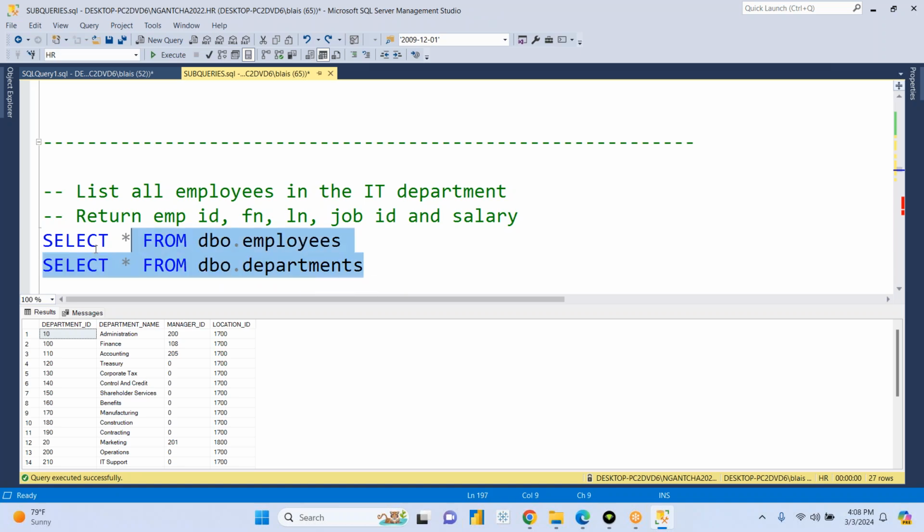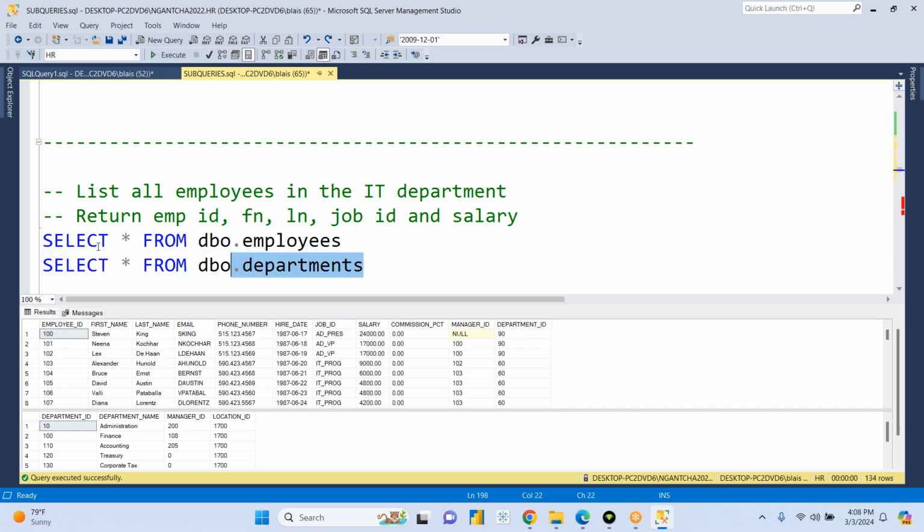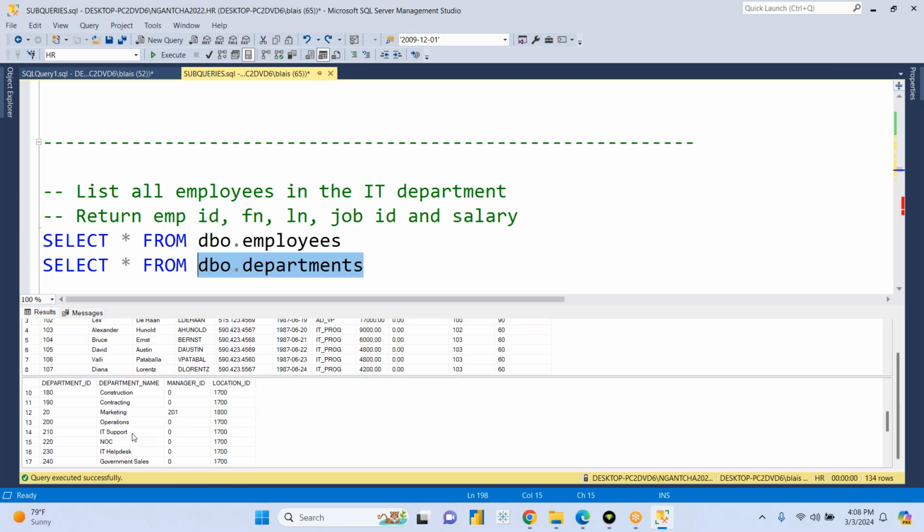Let me begin by showing you what you do without the subquery knowledge. You just simply proceed by joining these two tables. Why? Because we're going to need the department table to identify the IT department. So if you go to the department table, this is it. The IT department is department ID 60.